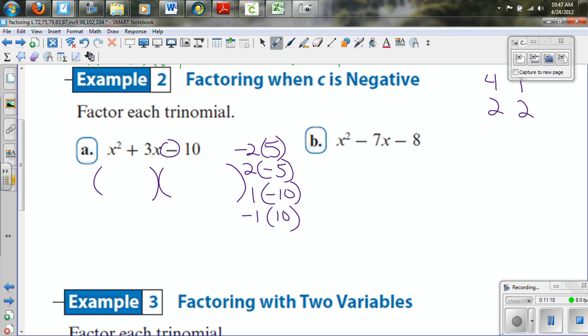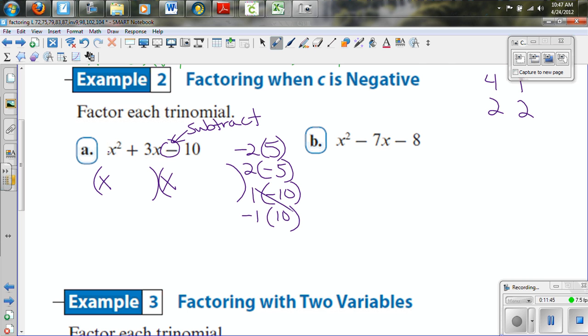So again, let's start out with our x's. X times x is x squared. We know we're going to have the factors of 10 here, but they're going to subtract. So when this is negative, you're going to subtract. And when it's positive, you're going to add. So we're going to subtract those two numbers that are factors and get 3. So here, 5 and 2, if you subtracted them, you would get 3.